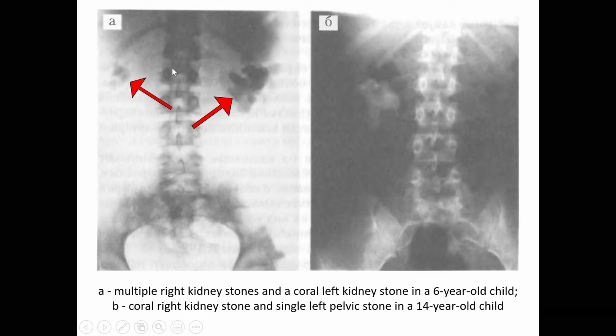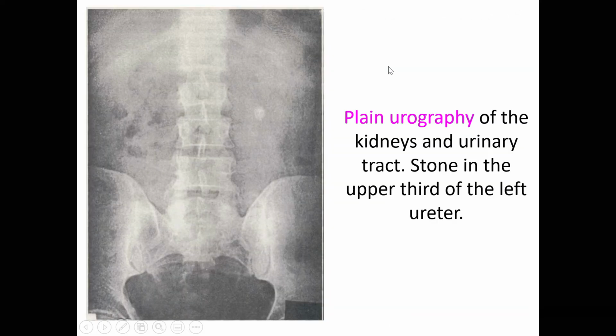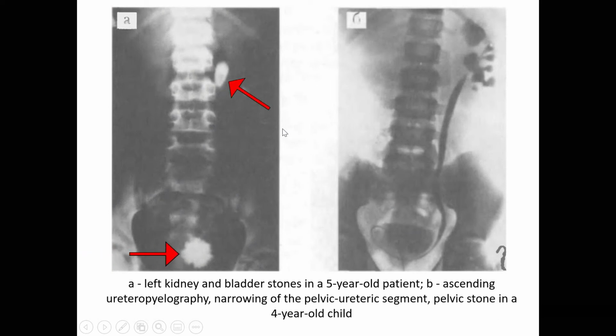Here the one, and here the second. The coral kidney stone and single left pelvic stone in a 14-year-old child also. The plain urography of the kidneys and urinary tract, stone in the upper third of the left ureter. The left kidney and bladder stones in the 5-year-old patient.